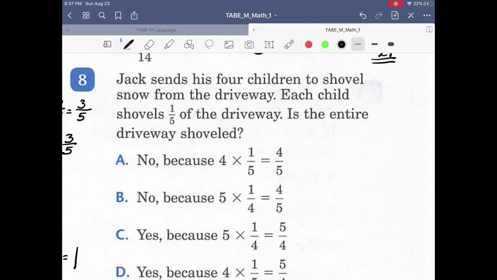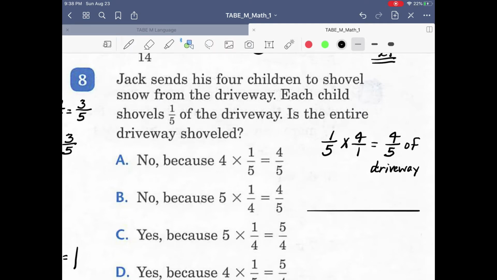Number 8. Jack sends his 4 children to shovel snow from the driveway. Each child shovels 1/5 of the driveway. Is the entire driveway shoveled? So we're going to say 1/5 times 4, or 4 over 1. So that's 4 on top, 5 on the bottom. So 4/5 of the driveway is shoveled.